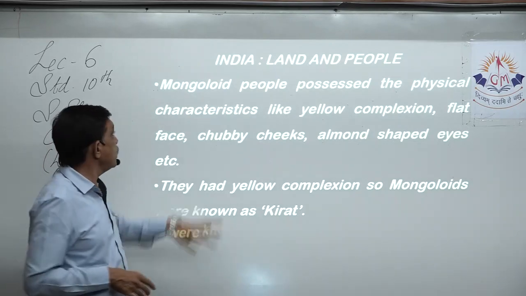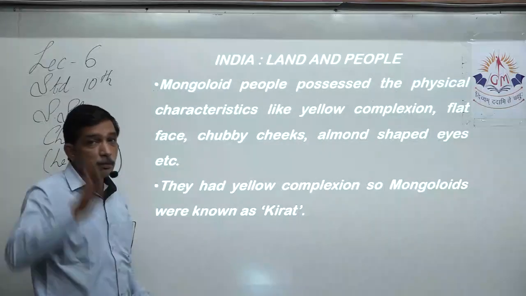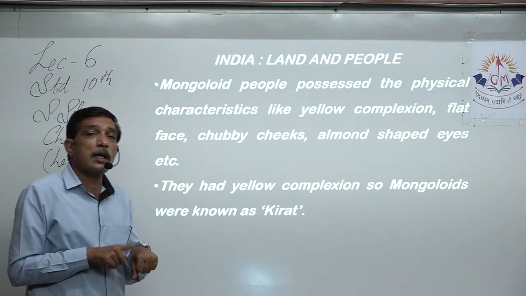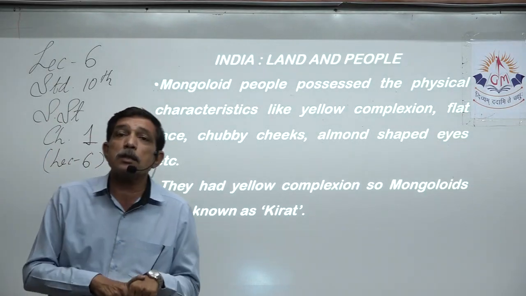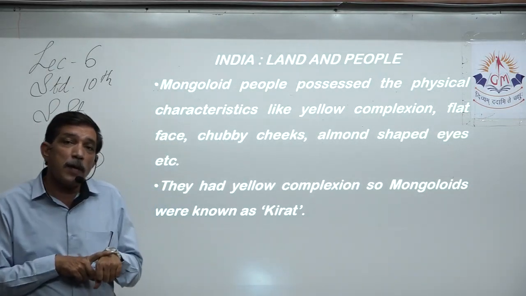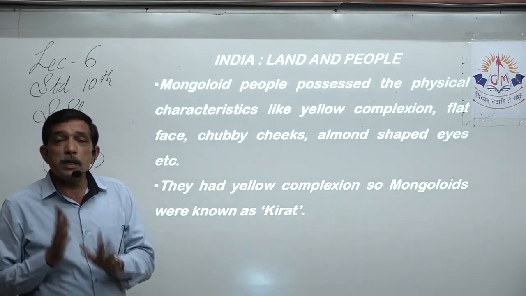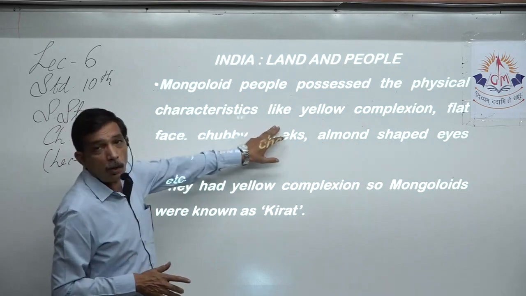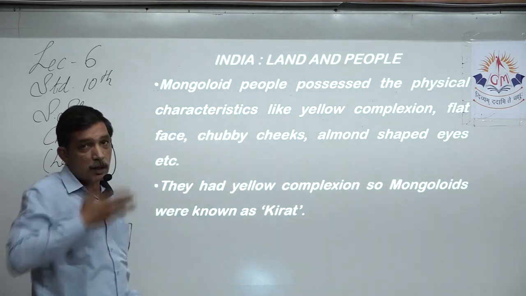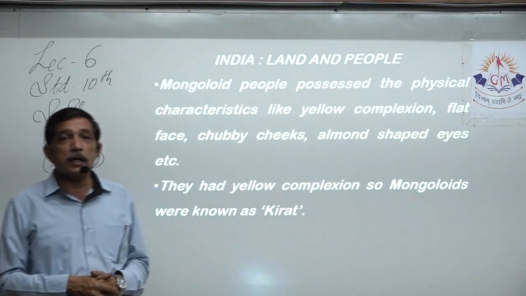Now we come to physical features. What are they? Yellow complexion. Because they come from China, their skin color is going to be pale yellow. Ours is whitish. Dravidians a little bit black. Aryans fair. So we are comparing the physical features. Yes, so they have yellow complexion, flat face, just as the Chinese have.